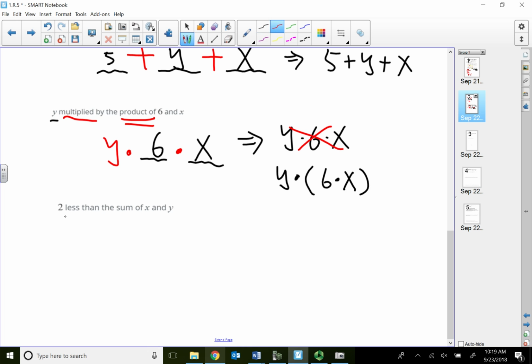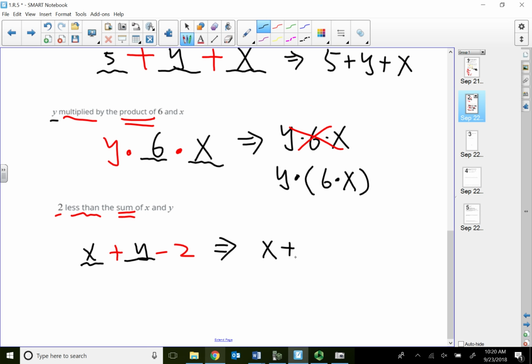All right, when I see 2, I write 2. When I see the words less than, I write a subtraction sign not behind what I just wrote, but in front of it, because less than is backwards. Less than who? The sum again, so that's another addition sign in front of that subtraction. When I write down a plus sign, there has to be something in front and behind. It's 2 less than the addition of x and y.